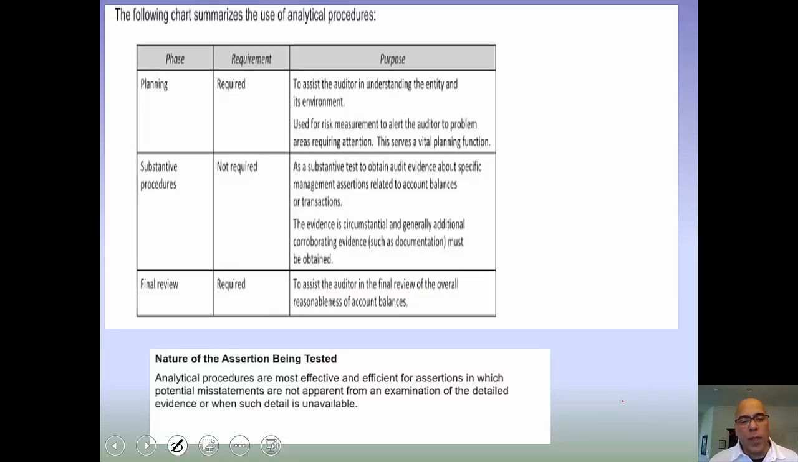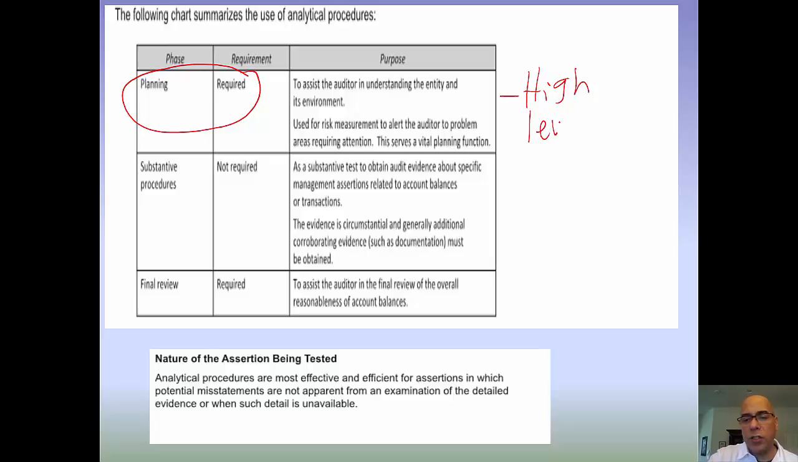Okay, analytical procedures. As we have said previously, we must do analytical procedures during planning. These are at a high level. We have to do this, high level. Compare last year's revenue to this year's revenue. Compare actuals to budgets, high level.